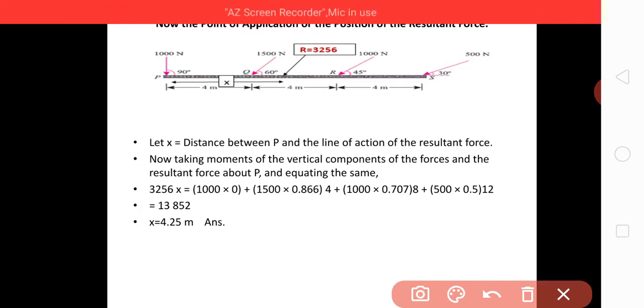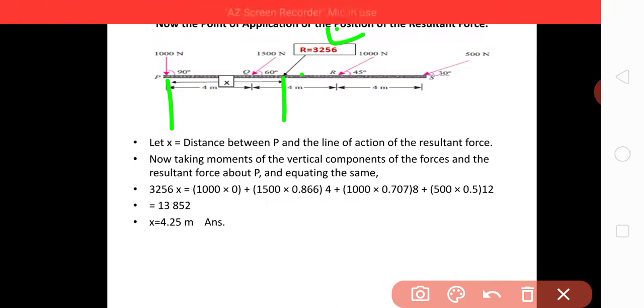Now, we have to find out the distance of the resultant from P. For that, let x be the distance between P and the line of action of the resultant force. This is the resultant force, this is the distance x, this much.